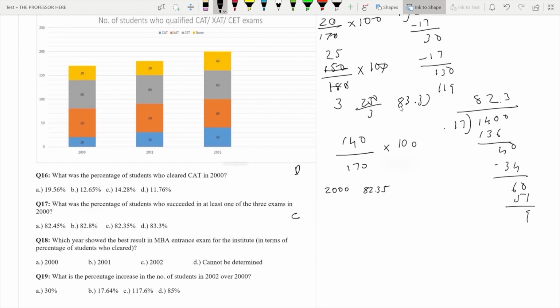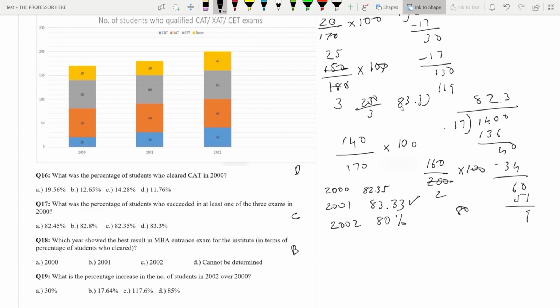So 83.33% in 2001. And in 2002, the total number of students is 200. The number of students who have not passed is 40. So 200 minus 40 is 160, divided by the total number of students, which is 200, into 100. That becomes 80%. So in 2002, it is 80%. So the best result happened in the year 2001. So option B is the answer for question number 18.